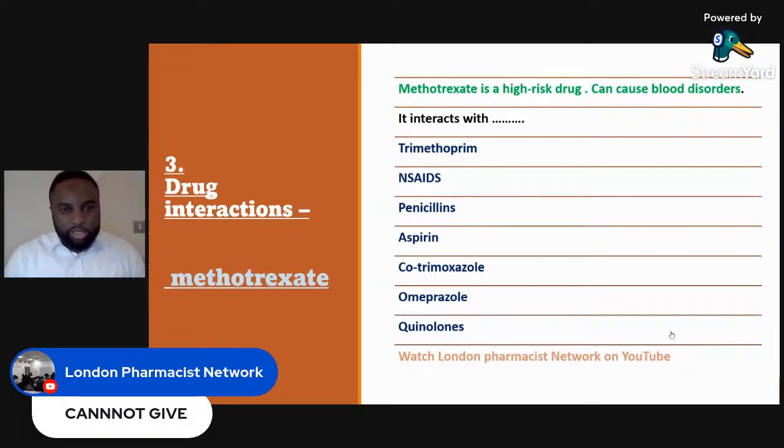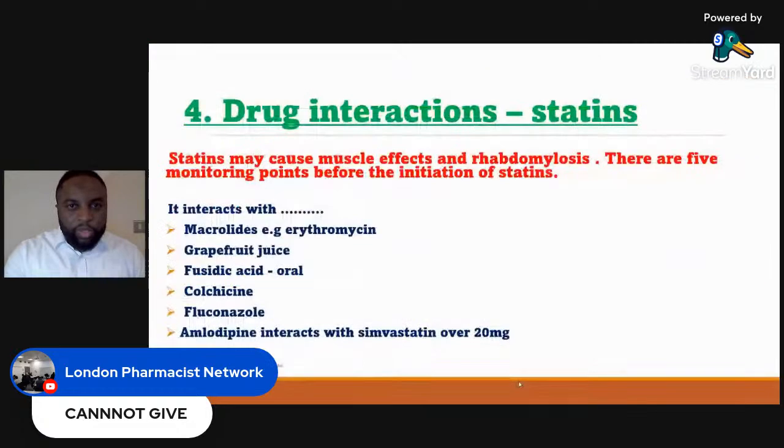So these drugs typically interact with methotrexate, and there are some of the common ones that we need to be aware of. As I say, the list is not exhaustive, but these are important ones that we need to know. The next one is statins. Statins are a very common drug. Statins may cause muscle effects and rhabdomyolysis, which is the breakdown of muscles.